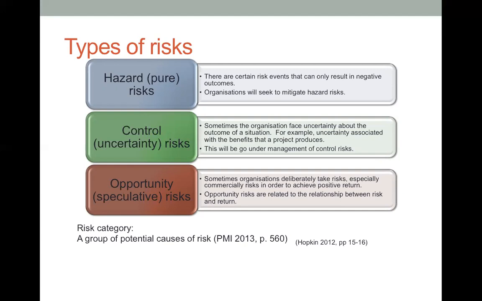Here, we don't know whether it will turn out to be positive or negative. This one is about the uncertainty associated with the benefits that the project produces. So when we launch a new product, we don't know the result yet, whether it will be positive, bringing more revenue and profit, or whether it will be a failure, and therefore we are going to lose money. Okay, so this is what we define as control risk. Therefore, from a risk management perspective, this comes under the management of control risks.